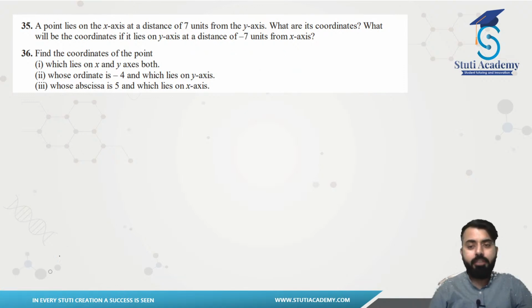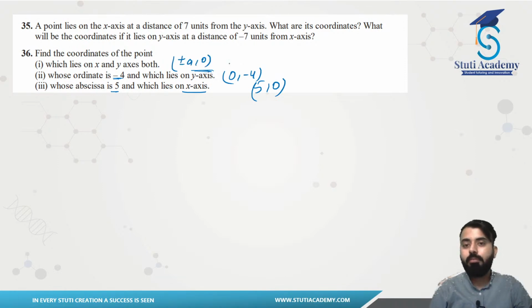Now we have the next one whose ordinate is negative 4 and is lying on the y-axis. We don't have any x. Ordinate is negative 4, so that should be the coordinate. Abscissa is 5, lying on the x-axis, so it should be 5, 0. Quite easy, right? So positive and negative a, 0 if it is lying on x. If it is lying on y, 0, positive and negative a. I hope you understand this.